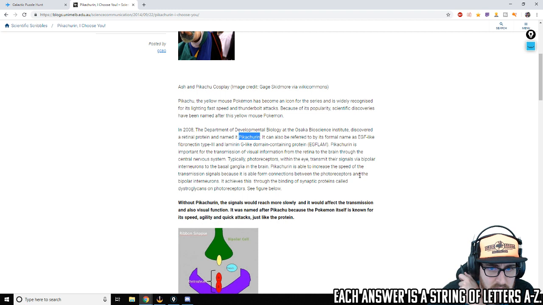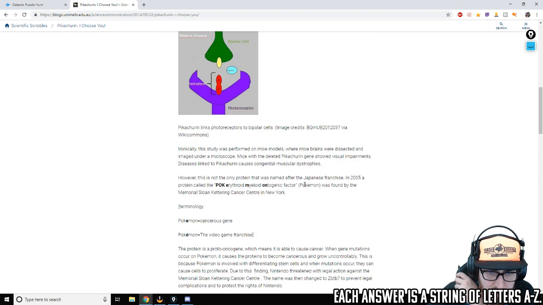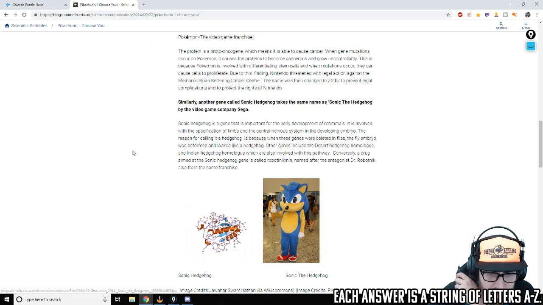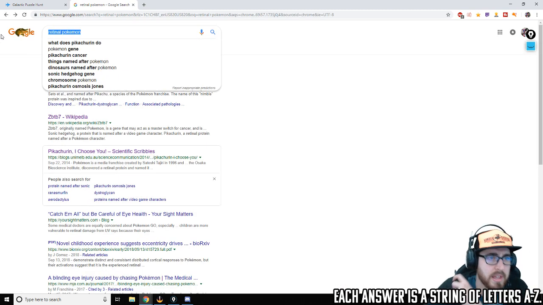Pikachu. Able to increase the speed of transition because they're able to form connections between the photoreceptors and the bipolar interneurons, through the binding of synaptic proteins called, yep. Okay, I don't think that's, hold on.